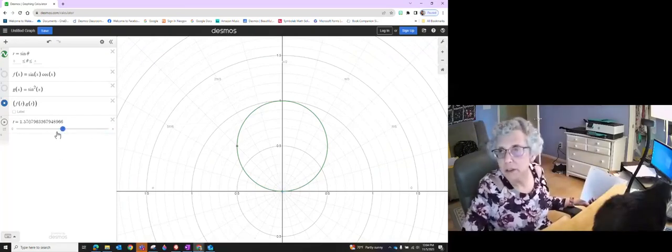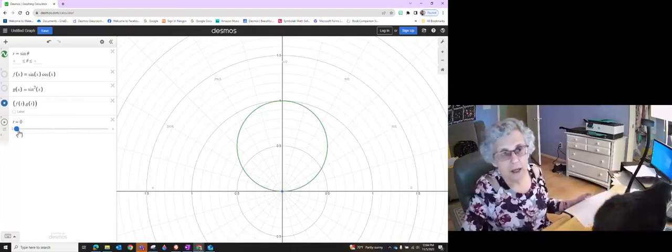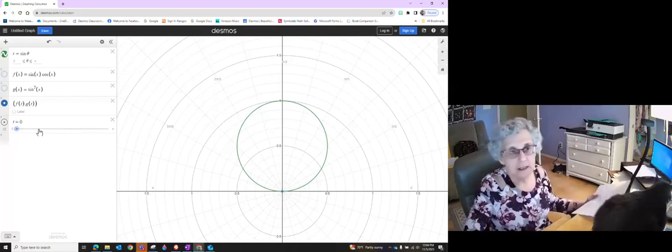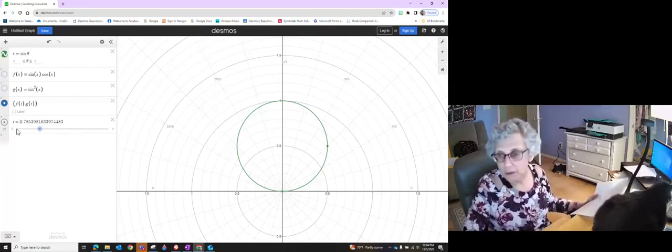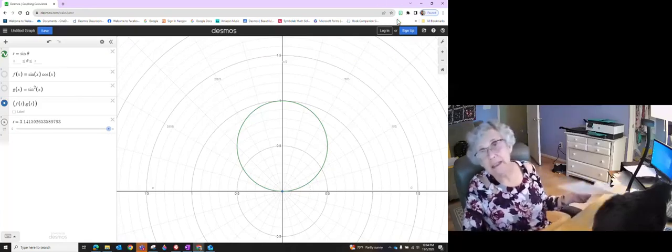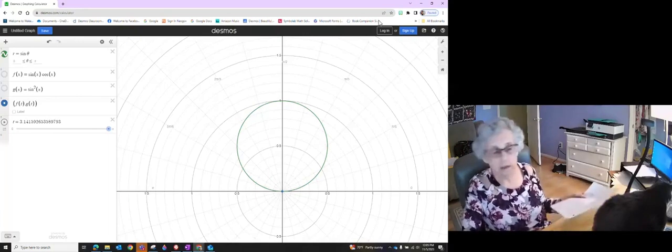So let's look at the picture. I added a little slider here, so I could see when theta is equal to 0, I have a horizontal. At pi over 4, I have a vertical tangent. At pi over 2, I have a horizontal tangent. 3 pi over 4, vertical tangent. So it's exactly what we expected.